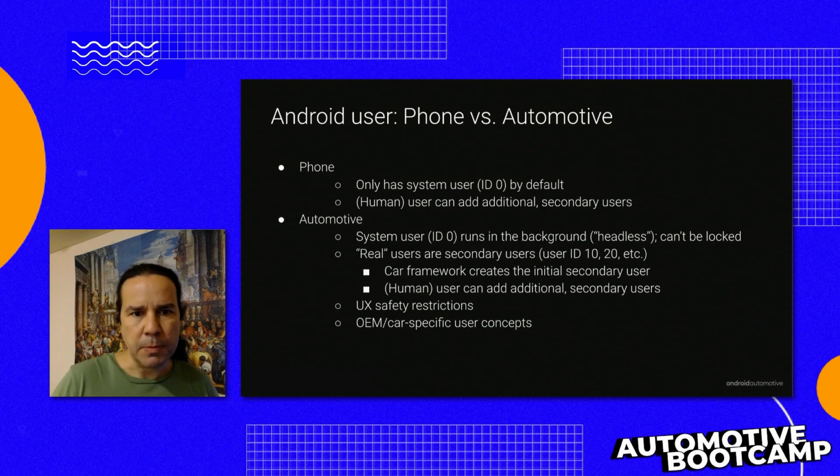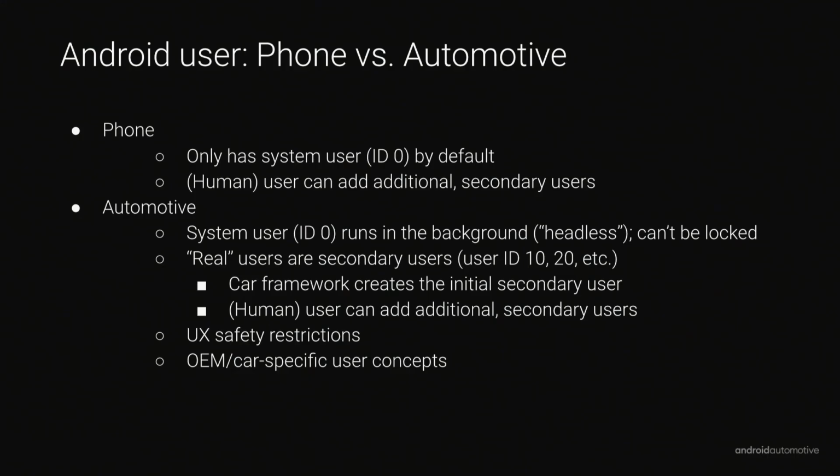There are also some other characteristics that are very specific to cars. One is what we call UX safety restrictions. There might be some operations that you cannot do on your phone because the car is moving. For example, you could not lock the screen because maybe the driver is navigating using Google Maps.